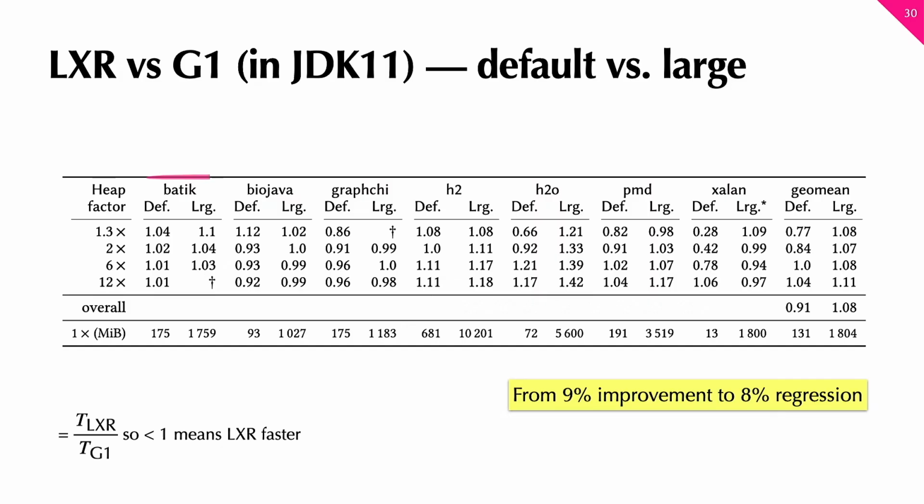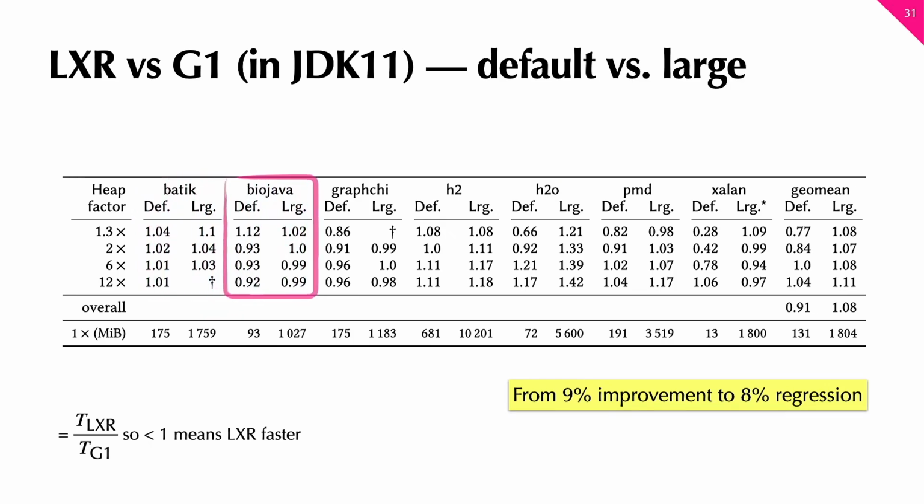So let's look at Batik, for example, right? So in Batik, LXR was slightly slower than G1 in the default workloads, right? So 4% slower, 2% slower, and then, I mean, it's essentially on par, right? And then those effects are slightly increased when we go over to the large workload, right? So LXR was trailing a little bit, and then it's trailing a little bit more in the large workloads, right?